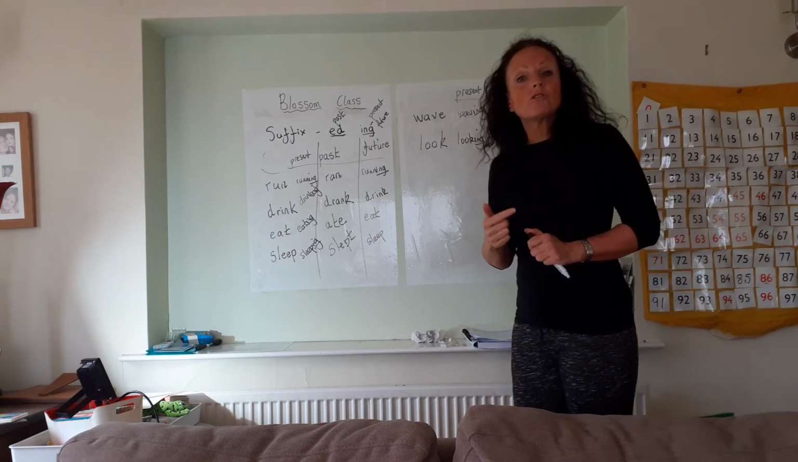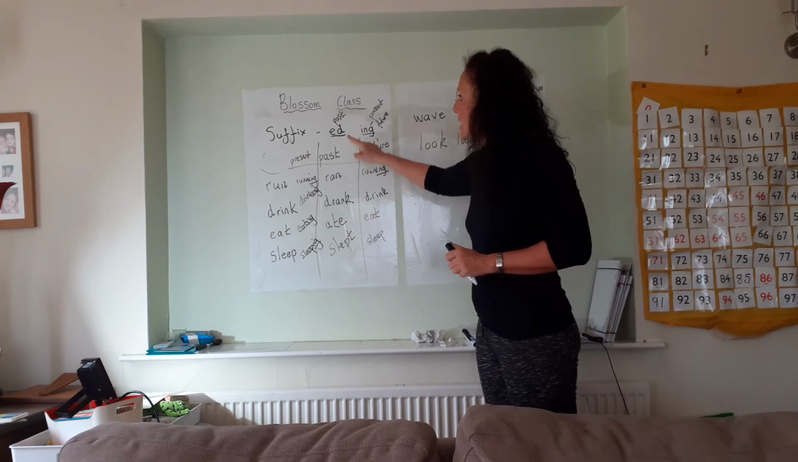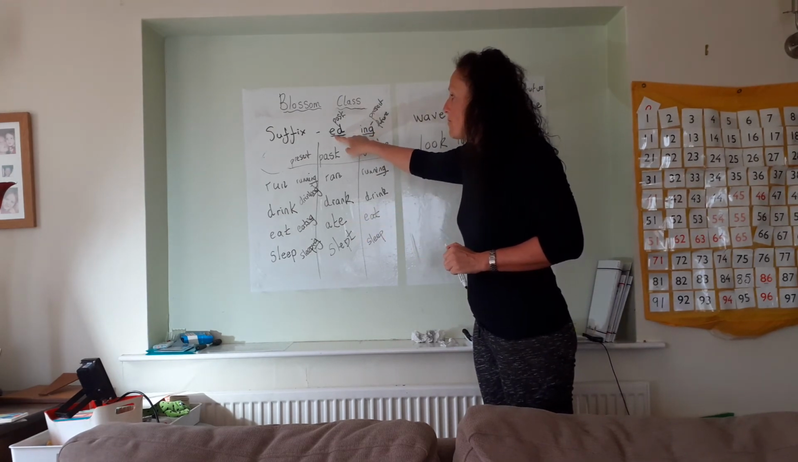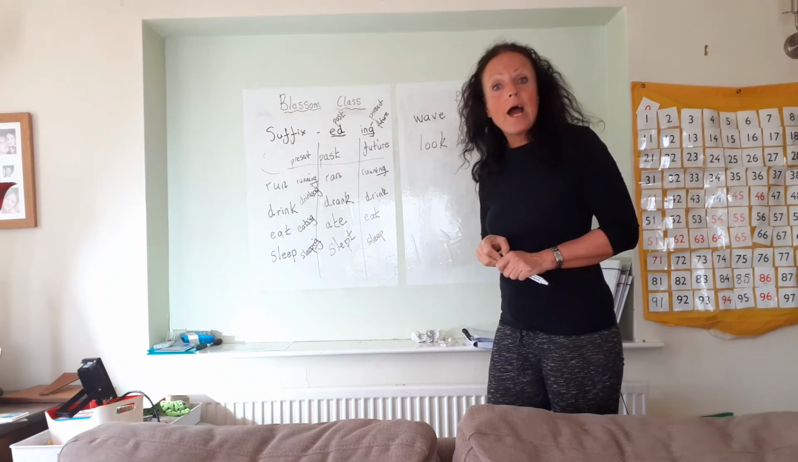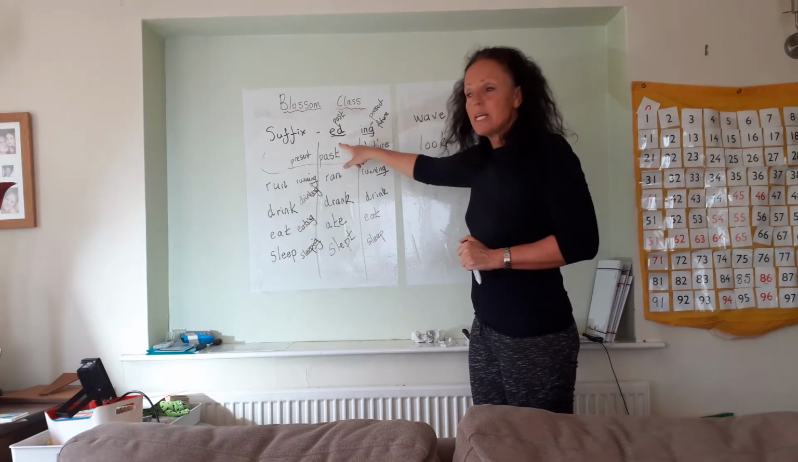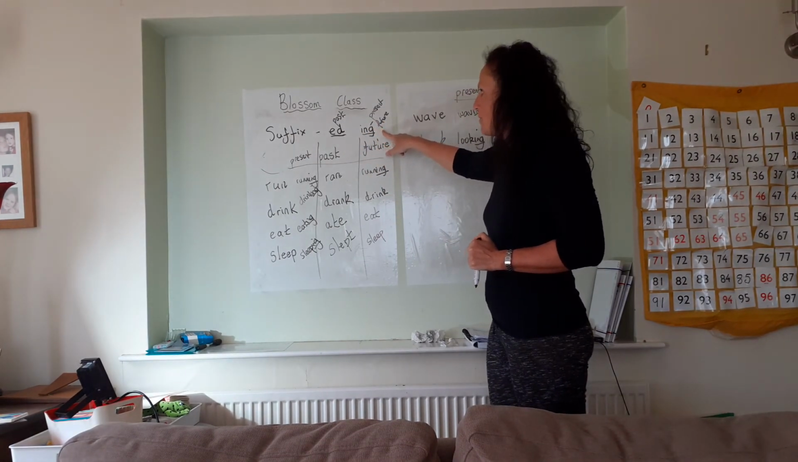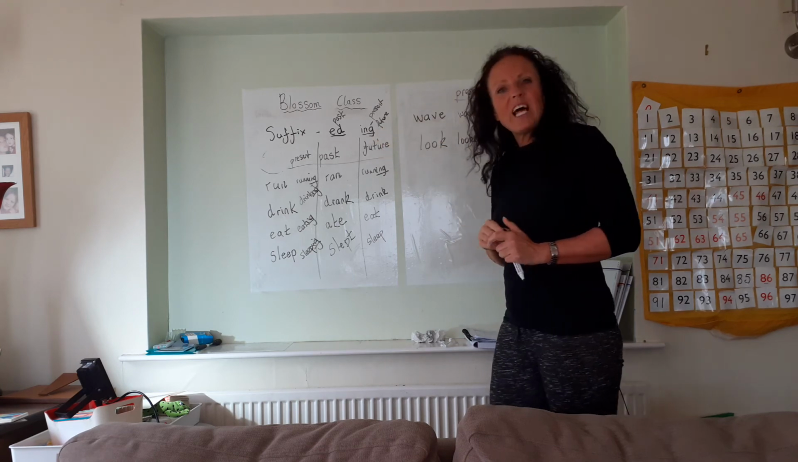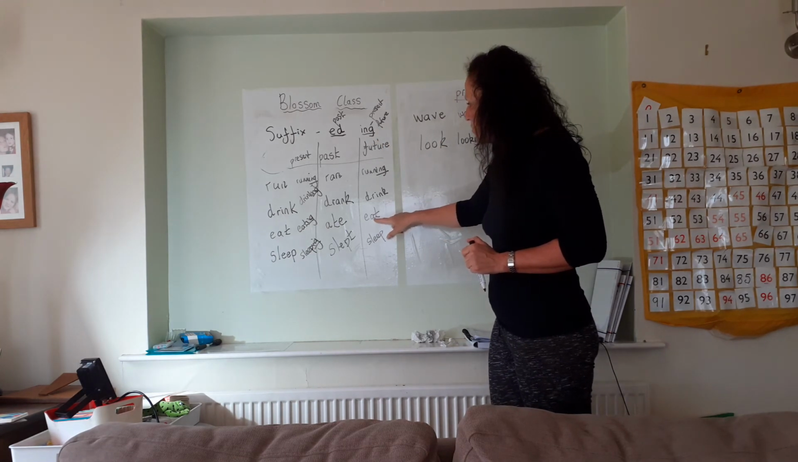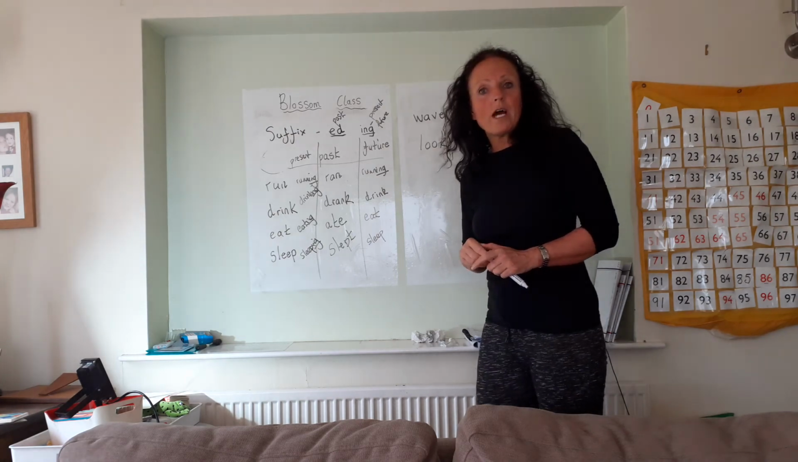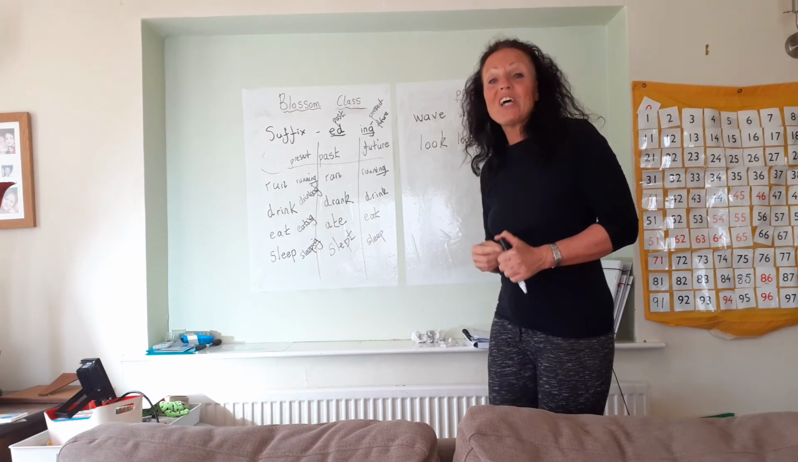Don't forget there are some that are the exceptions, like these ones here, but most of them have the ed for the past at the end, ed not t, and then for the present and the future, the ing. But like I said, there are some exceptions here. You've got some exceptions to the rule there. Have a go. Please take a picture and send them in to me.